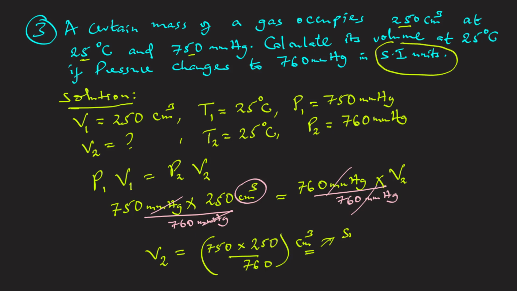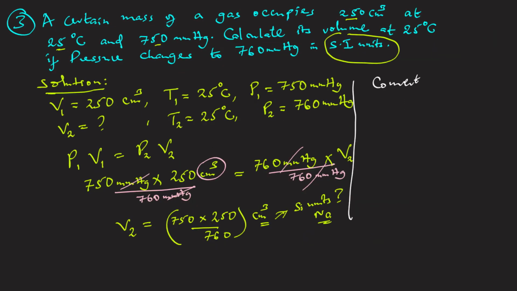How do we convert cubic centimeters to cubic meters? We'll have to remember the relationship. If we have 1 centimeter, this is equivalent to 1/100 meters. 1 square centimeter is the same as 1/100 times 1/100 square meters. So 1 cubic centimeter is the same as 1/100 times 1/100 times 1/100, which is now in cubic meters.